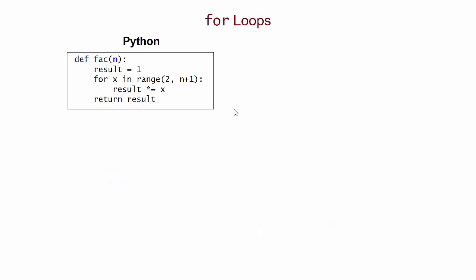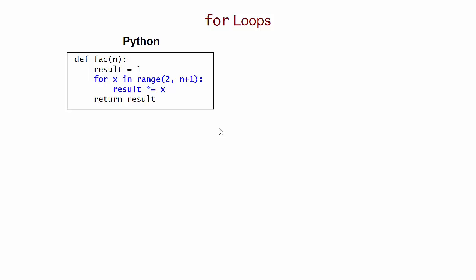So here's an example of using a for loop in Python. We pass in a value to this function fac, and the value we're passing in is some integer n, and it's going to return the factorial of n. So it has to compute that factorial. It does so by first initializing a result variable to 1, and then it uses a for loop to compute using a cumulative computation the factorial of n.